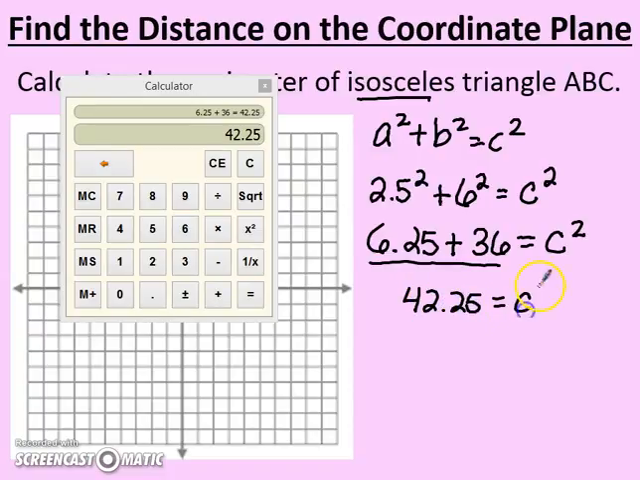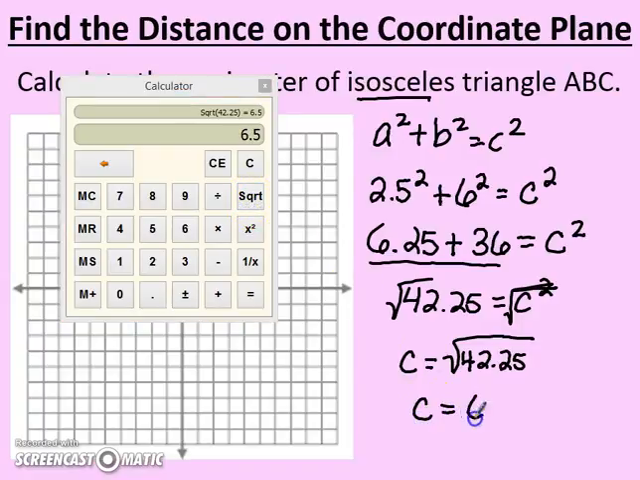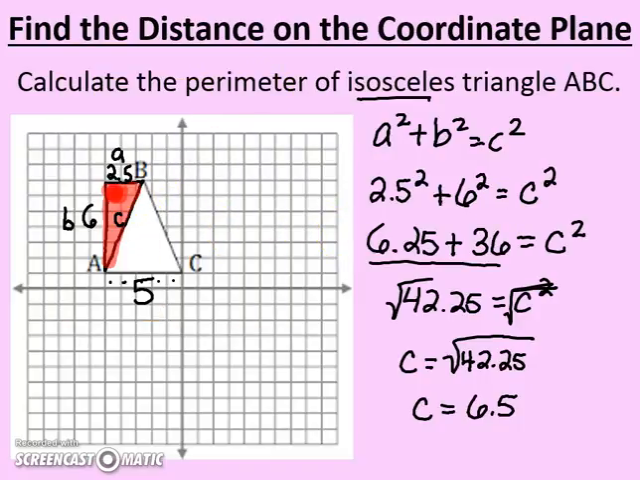I get 42.25 equals C squared. The opposite of a square is a square root, and the square and root cross out. So I get C equals the square root of 42.25. You can use your square root button to do that, and you get C equals 6.5. So now we know that we use this triangle to figure out this side length, which is 6.5. And if this one's 6.5, then this one's 6.5.